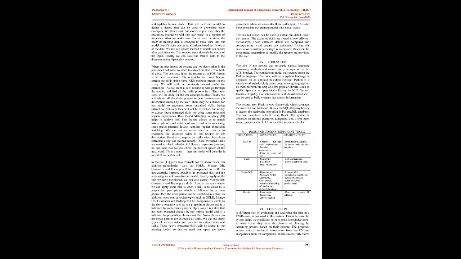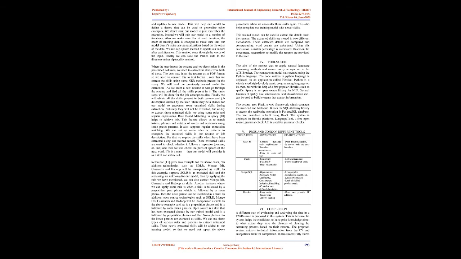In this example, suppose SOLR is an extracted skill and the remaining are unknown to our model, then by applying the rule we have mentioned, we can also extract MongoDB, Cassandra, and Hadoop as skills. Another instance where we can apply some rule is when a skill is followed by a preposition phrase which is followed by a noun phrase, then the noun phrase can be identified as a skill. In addition, open source technologies such as SOLR, MongoDB, Cassandra, and Hadoop will be incorporated as well.